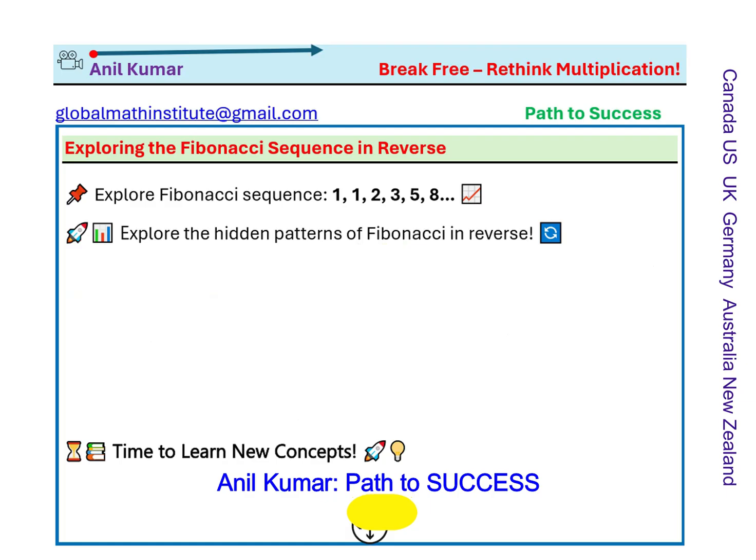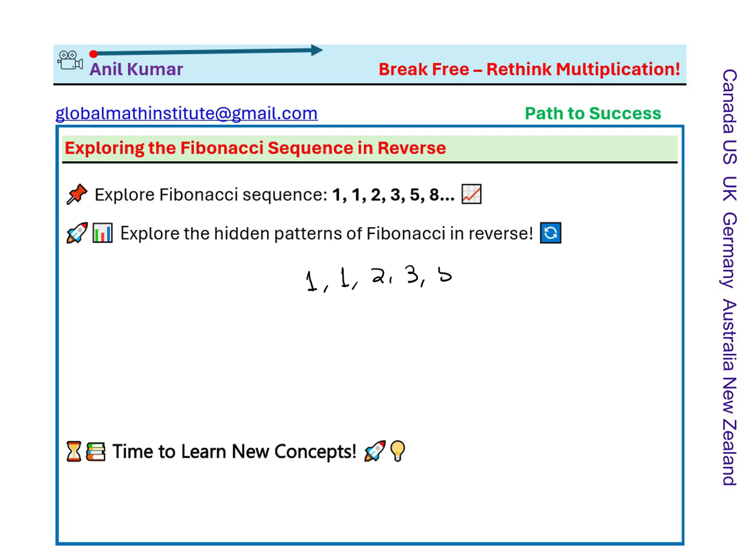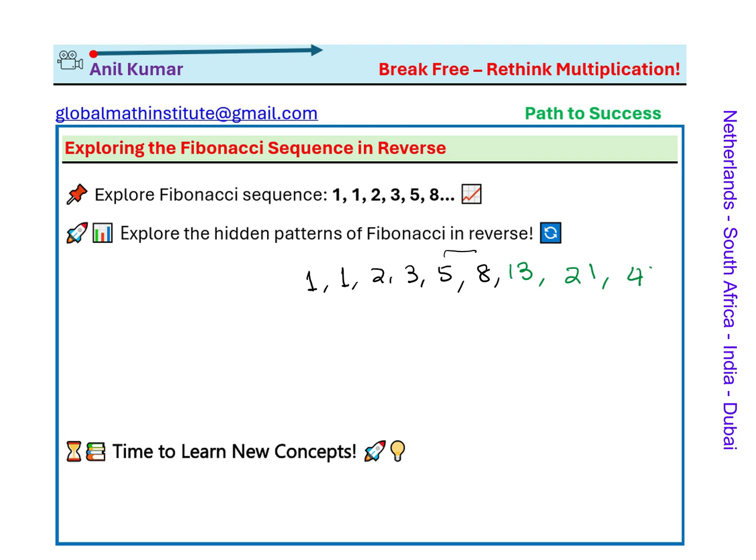Perfect. So let's see the reverse order. We already know the front: 1, 1, 2, 3, 5, 8. And we figured out that we need to add 5 and 8 to get 13, add 13 and 8 to get 21, add 21 and 13 to get, rather, 34.